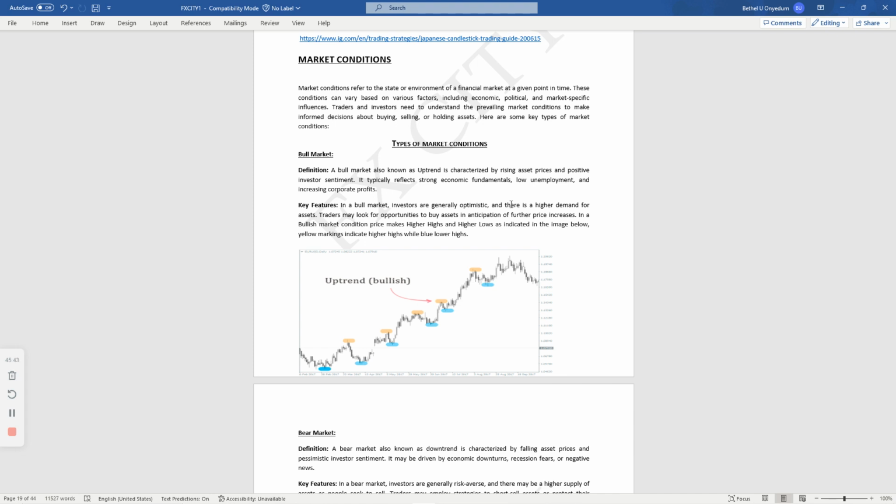So a lot of sellers are in the market. A lot of selling is happening in the market. For example, during the Ukraine war, a lot of buyers stepped in on gold because gold is actually a safe haven. I think gold is the first currency the world started using. Even from the time of the Bible, they were using gold as their currency.